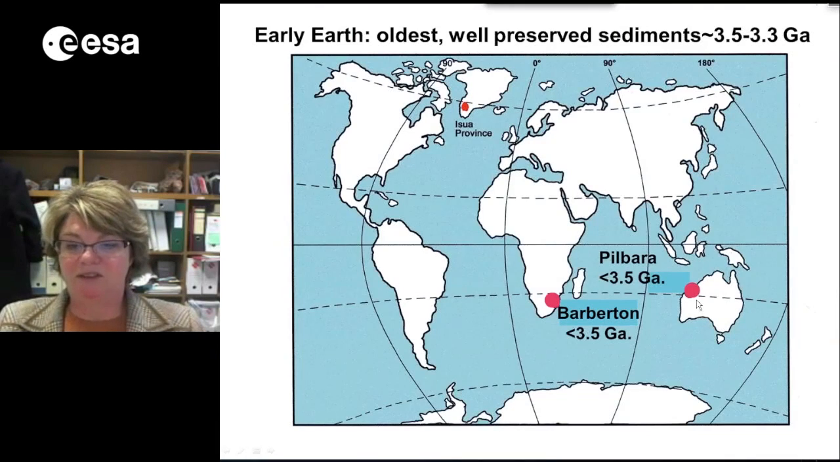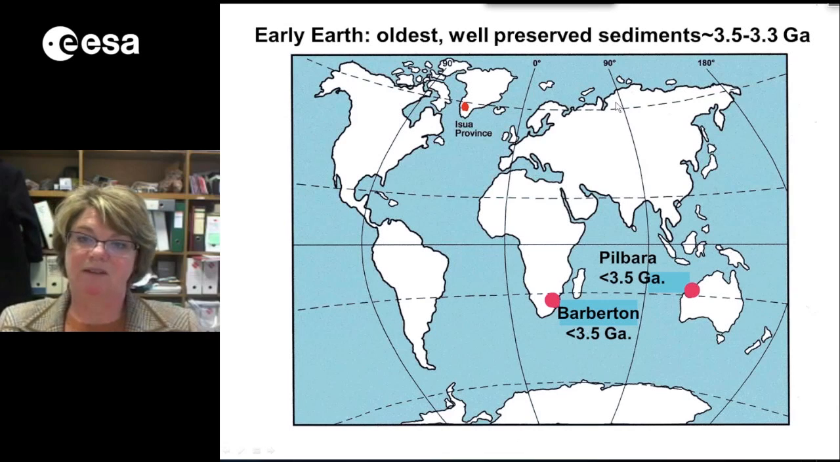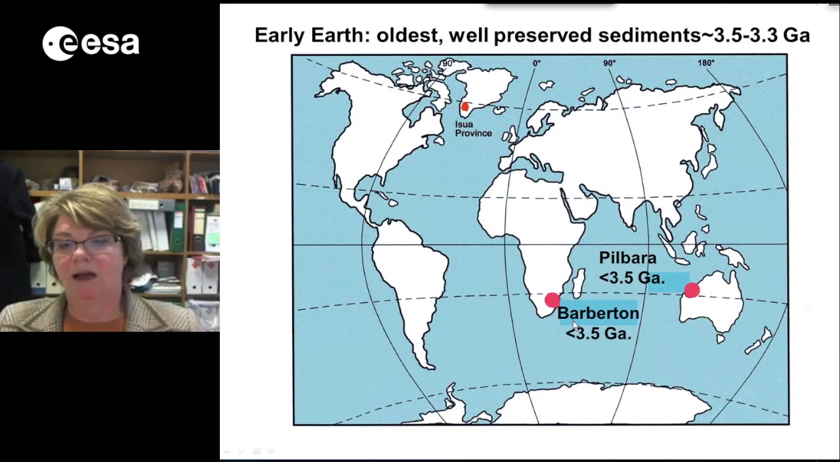Now, we don't have much material remaining from the early Earth because plate tectonics, and tectonic processes in general, have effectively recycled the crust. So the oldest well-preserved sediments that we have on Earth come from Barberton in South Africa. By the way, South Africa is where I was born, and the Pilbara in northwestern Australia.